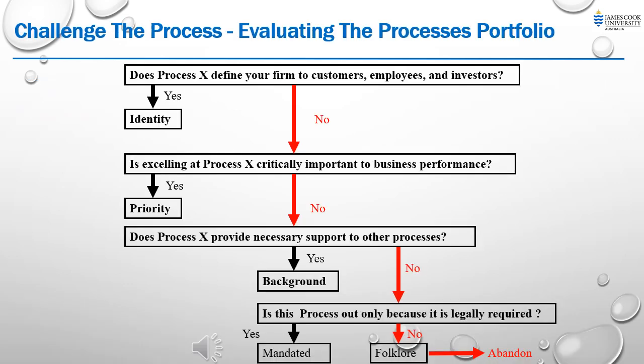So this is how it works. First we see if the process is identity. If it's yes, then that's fine. If it's no, next question: is it a priority process? If it's yes, that's fine. If it's no, we go to the next: is it a background or is it mandated?